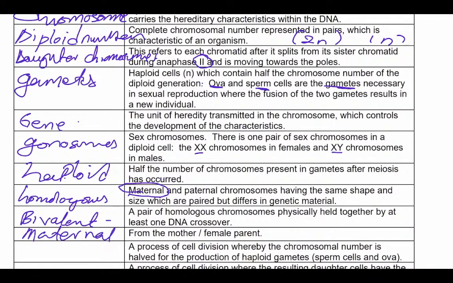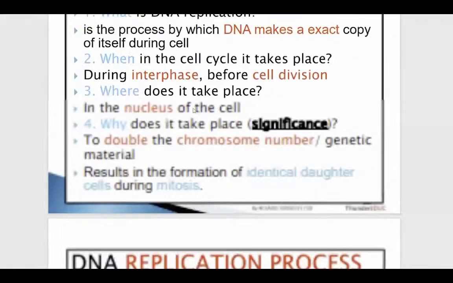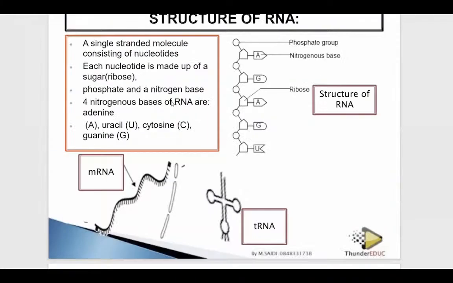A process of cell division whereby the chromosome number is halved for the production of haploid gametes. What do you call that? Meiosis. Remember that when we ask you the functions of meiosis, what do you say? We say production of haploid gametes. And these gametes include sperms and ova. Isn't it? Yes. Production of haploid gametes.